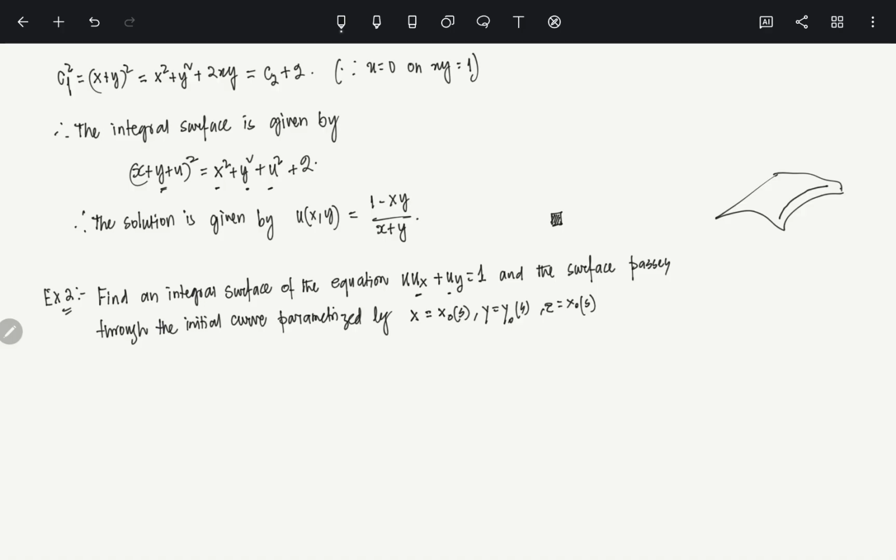So therefore the characteristic equation for this, we know, right? What is it? This is dx by u, dy by 1, dz by 1. Yes, and of course you can write it in terms of parameterization, in parametric form.